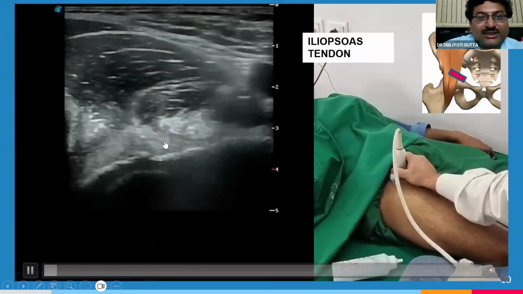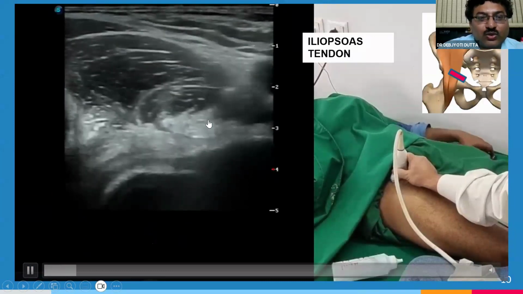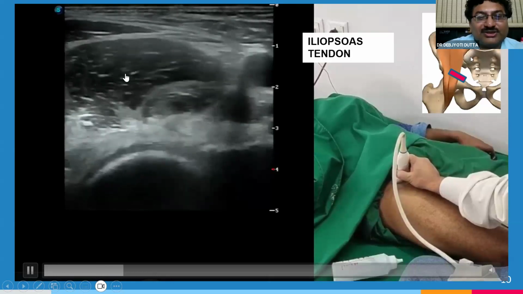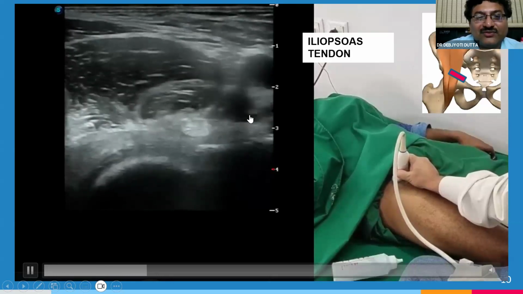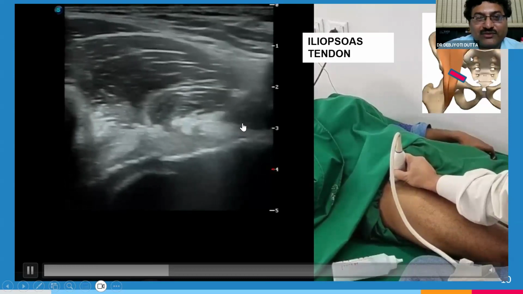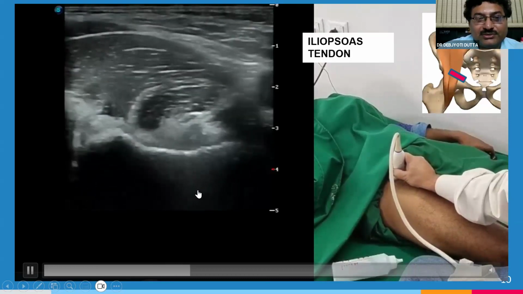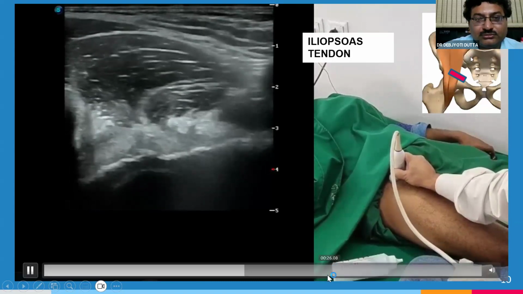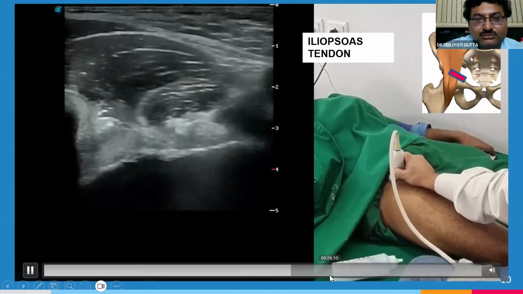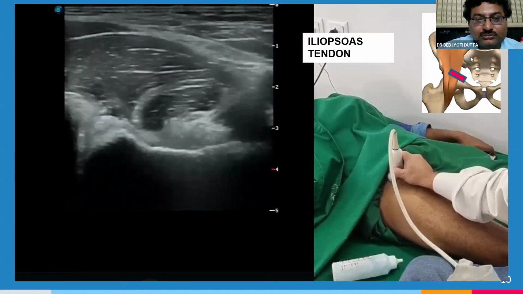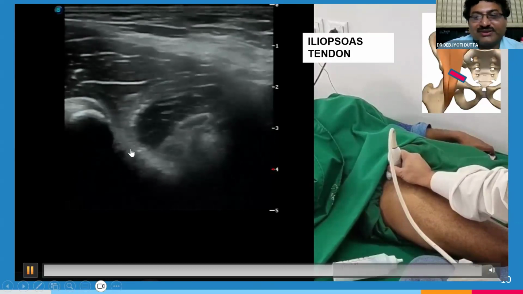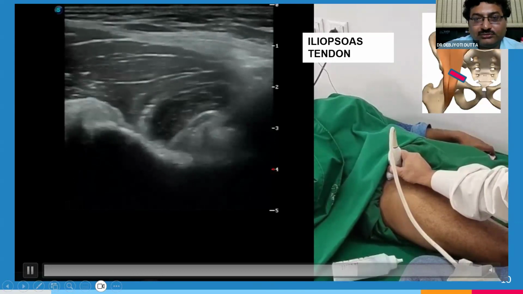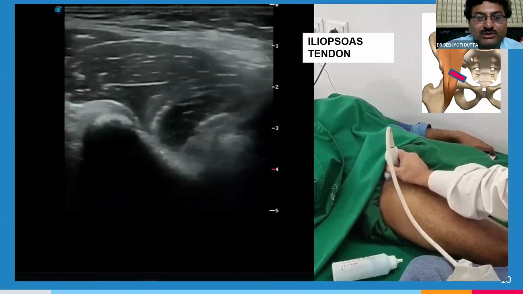Again, a closer look at the iliopsoas tendon. You can see how clearly this psoas tendon is visible. And again, these are the medial and lateral fibers of the iliacus, and these are the muscular fibers of the psoas. Here, if you move, you can see the anterior superior iliac spine. Going further forward.